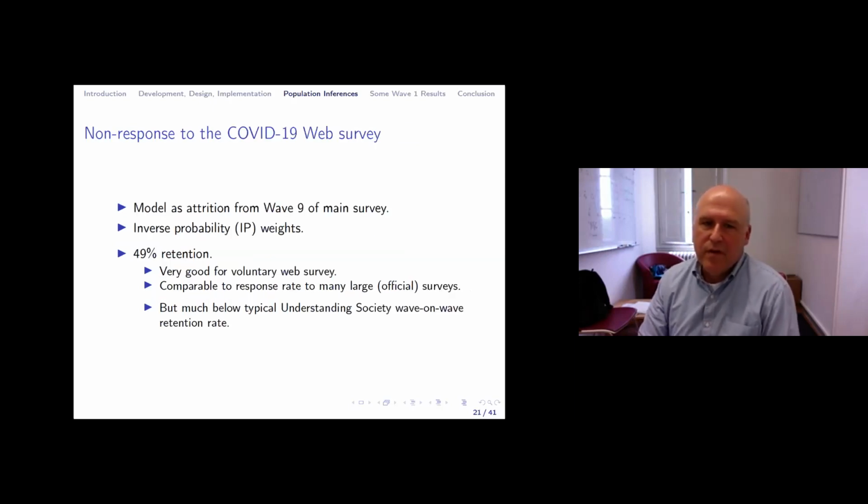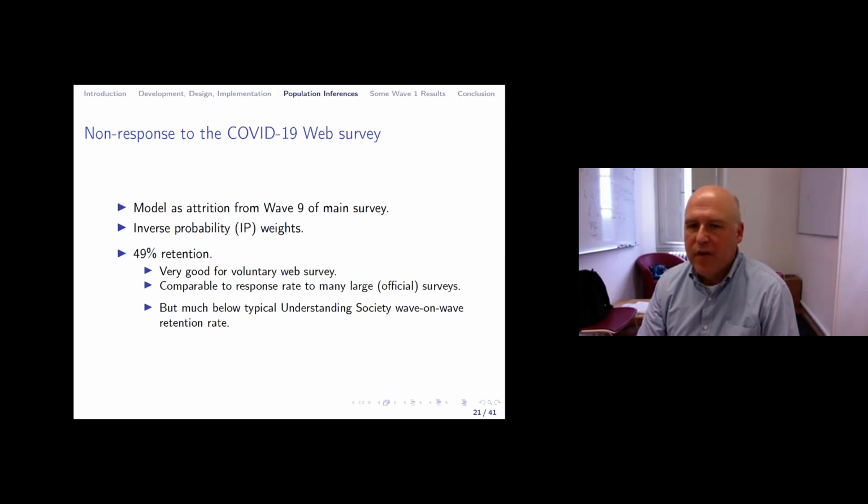So what do we do? We model attrition. We model non-response to our web survey as attrition from wave 9 of the main survey. So our weighting strategy focuses on those members of our study who responded to wave 9 of the main study. And then we create inverse probability weights by modeling the conditional probability of response to the COVID survey, given response to wave 9 of the main survey.